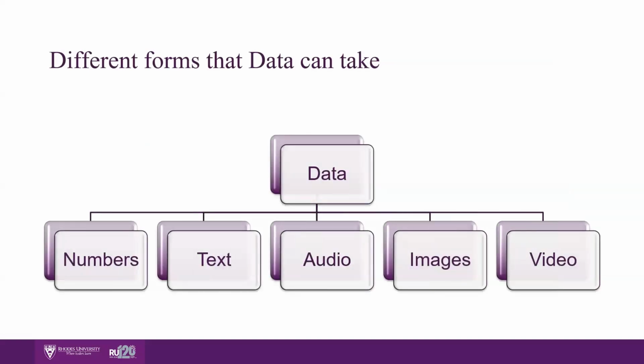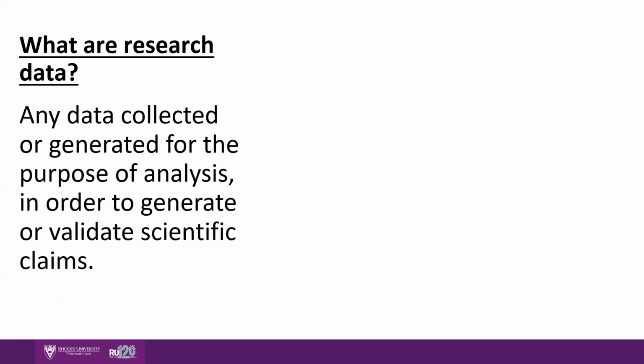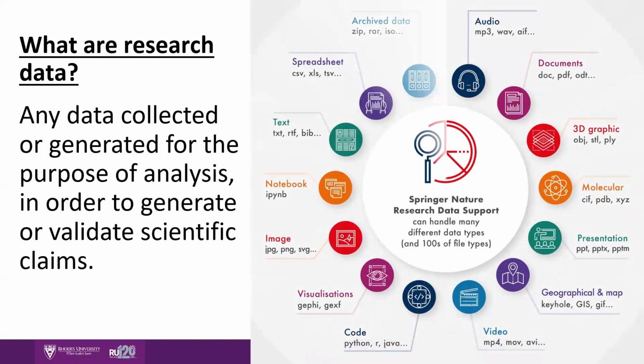Now, data can take on different forms, as you can see on the screen. It can take the form of numbers, text, audio, images, and video. But in essence, data are basically symbols, so to speak. So when you want to move from data to research data, because data do exist outside the context of research, you can define research data as any data that are collected or generated for the purpose of analysis in order to generate or validate scientific claims.